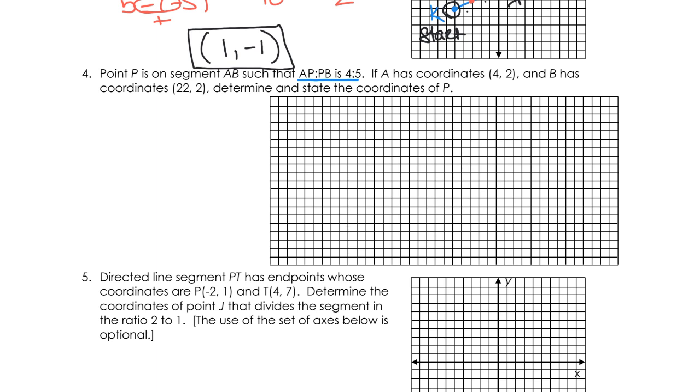So let's see how many lines are in here. 1, 2, 3, 4, 5, 6, 7, 8, 9, 10, 11, 12, 13, 14, 15, 16, 17, 18, 19, 20, 21, 22.